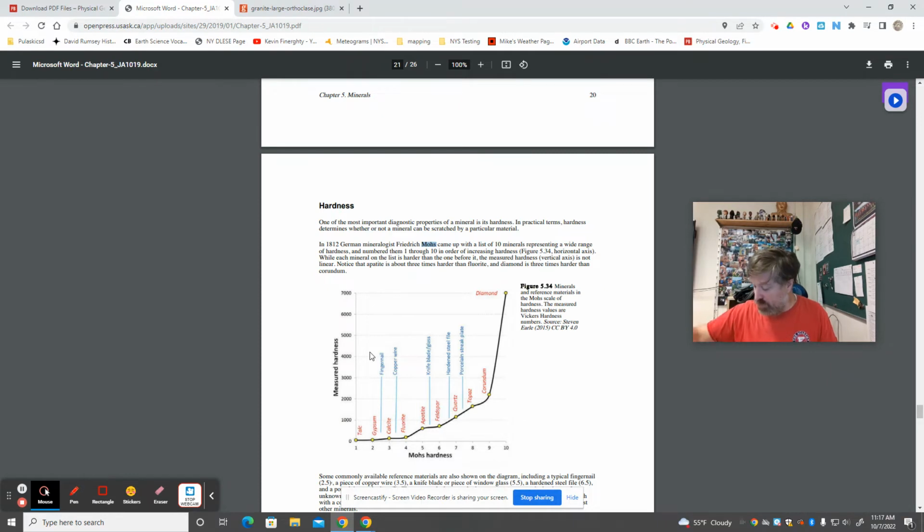Glass is often used too. This is quartz. It should scratch glass. And I don't know if you can hear it or not. Nobody likes that sound anyway, but it leaves a scratch in the glass. So it's harder than glass.